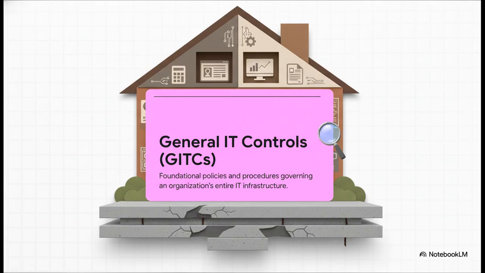The best way to think about GITCs is to picture the concrete foundation of a house. The house is the business, and the rooms inside are all the applications, like your accounting software. Now, if that foundation has a giant crack in it, does it really matter how strong the walls are in one of the bedrooms? Of course not. The whole structure is at risk.